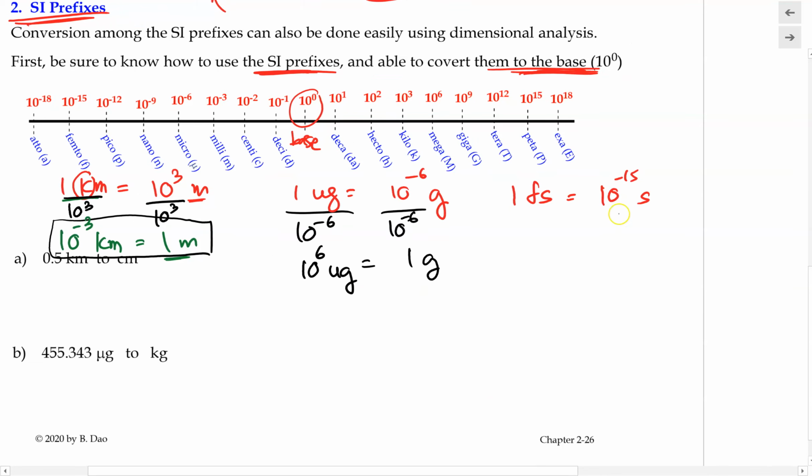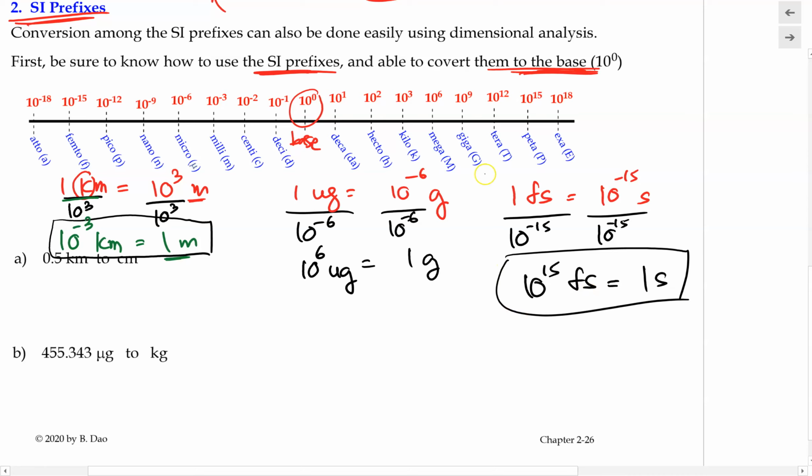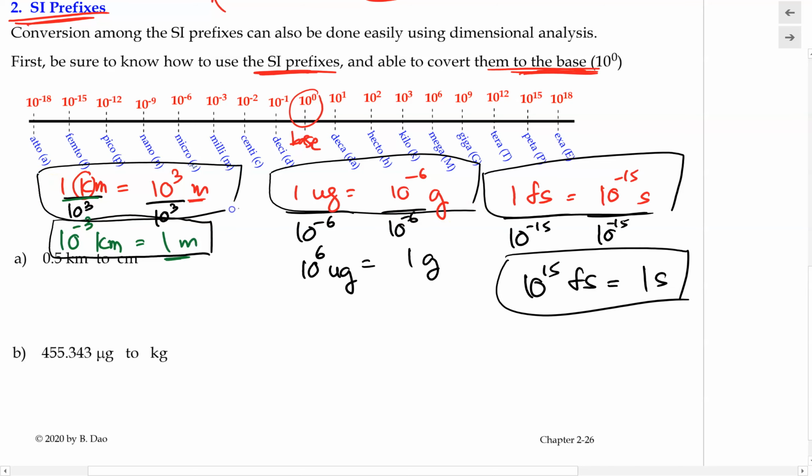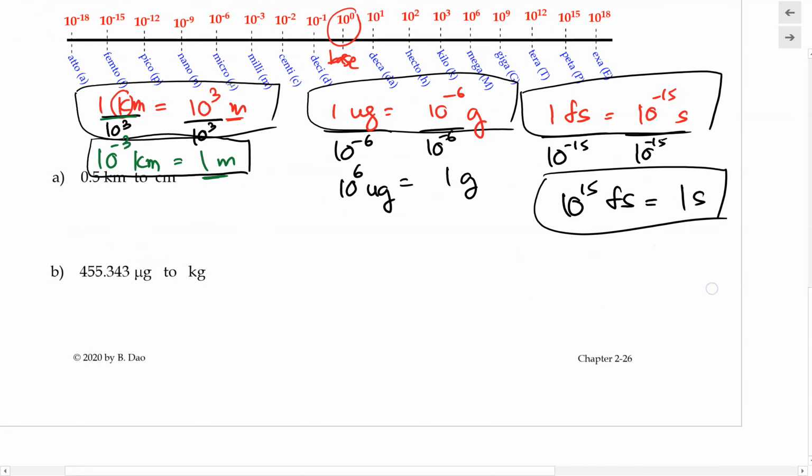Okay, and the other one over here, again, we can divide both sides by 10 to the negative 15, which then gives us 10 to the 15 femtosecond equal to 1 second. So be able to recognize both versions of this same conversion factor right here, one or the other. Okay, and when you see them being used, please do not get confused by them.